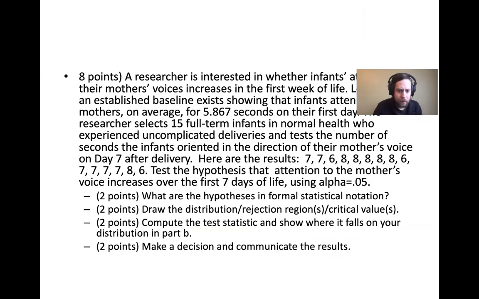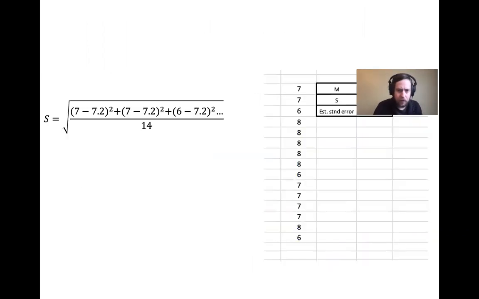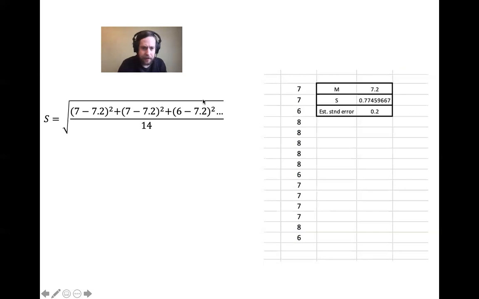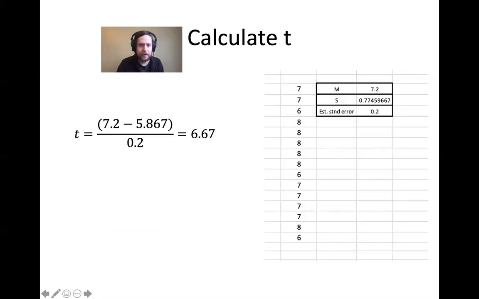Okay, so we've drawn the distribution with our rejection region, our critical region right there. Now we need to compute the test statistic and show where it falls relative to our distribution. So here is where I calculated T right here.